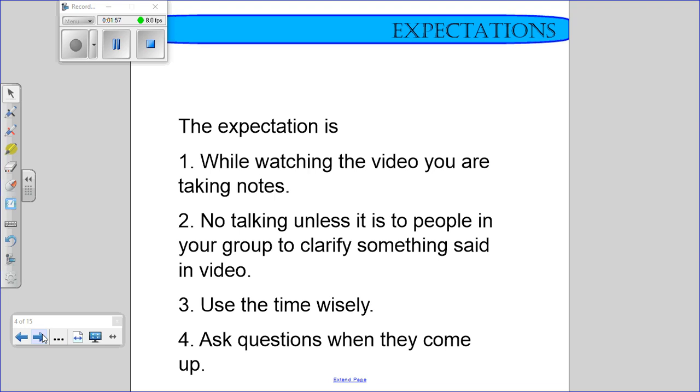Another expectation is no talking, unless it is to people in the group that you're sitting with about something said in the video. You're not chit-chatting about something else. We're doing this differently because there's too much of that. You also are expected to use your time wisely. That means that I am only allowing you to watch this video for a certain amount of time to take your notes. You need to use that time to take all of your notes. Also, ask questions when they come up.